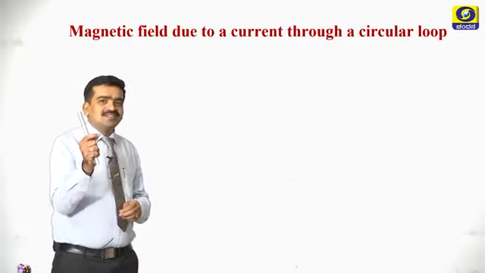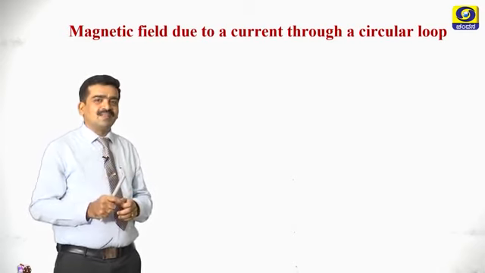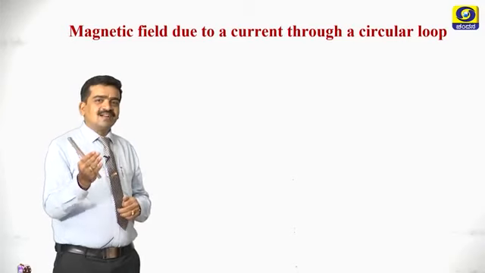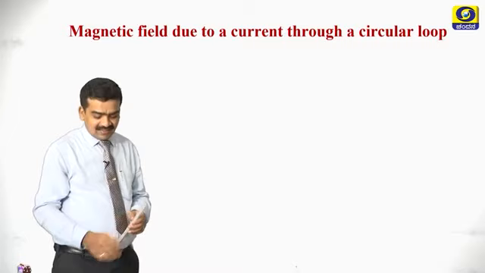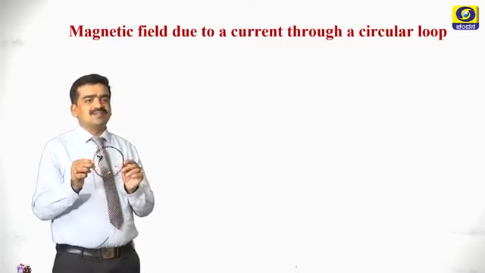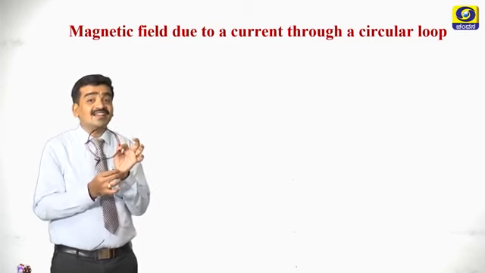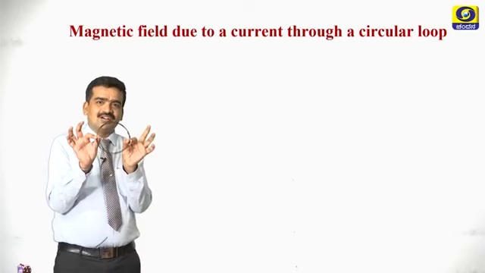Magnetic field due to current through a circular loop. You know how the field lines are around a straight conductor carrying current. Let's understand how the magnetic lines of force are in a loop or a circular coil. Here I am showing you the circular coil. So here, if the ends are connected to the battery, current will flow through the coil.